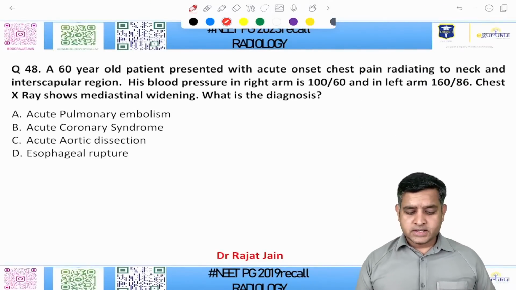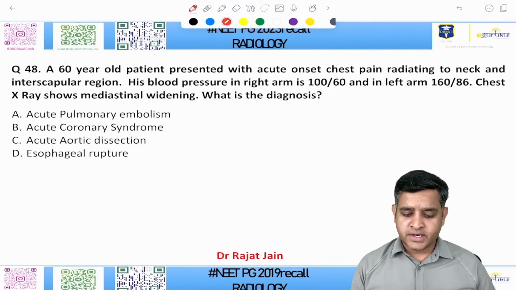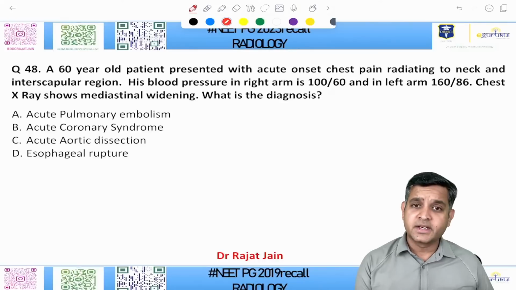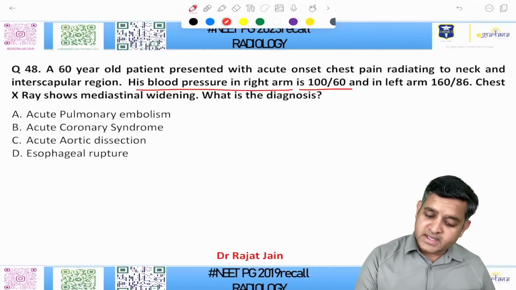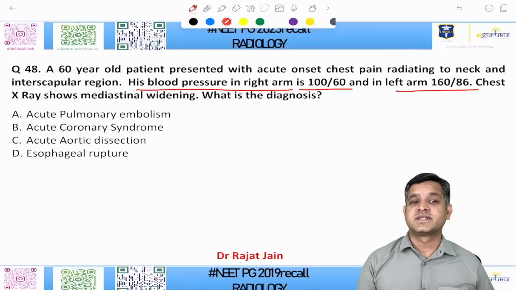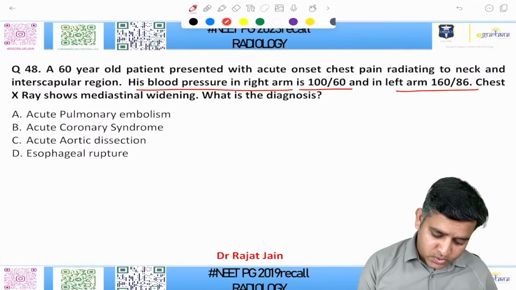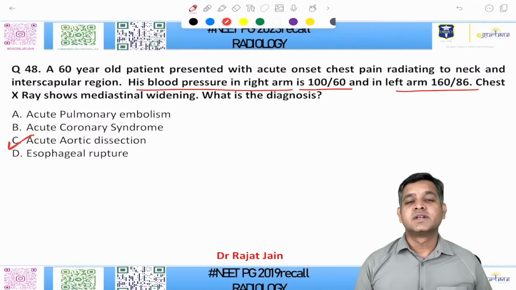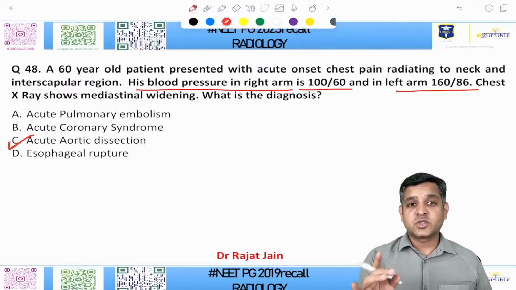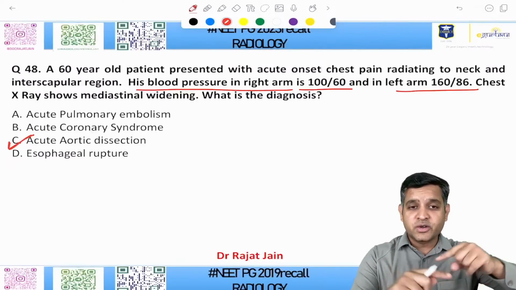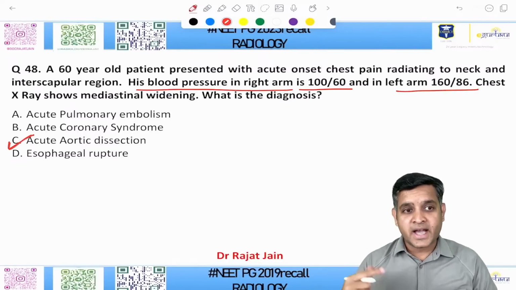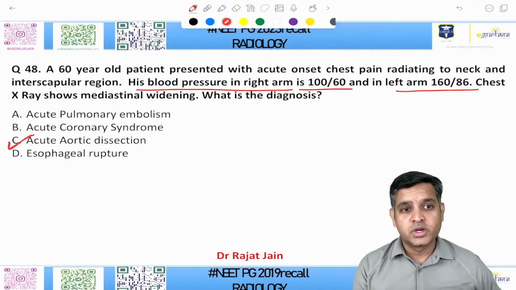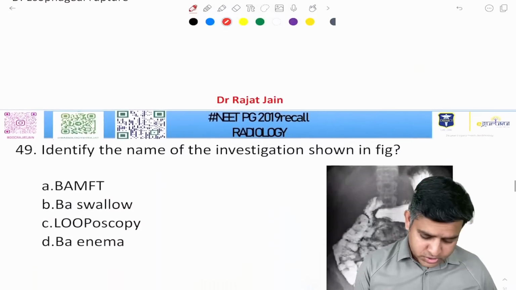48. A 60-year-old patient presented with acute onset chest pain. See, again the same question. His blood pressure in the right arm is 160, left arm 160/86. What is the diagnosis? Acute aortic dissection. If you look, questions of radiology are repeating, and the same question of aortic dissection is coming again and again. So you cannot afford not to know these kinds of questions.